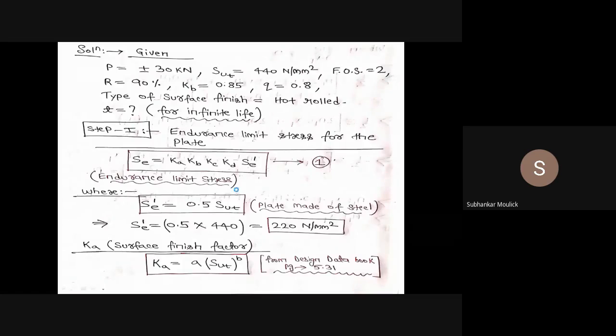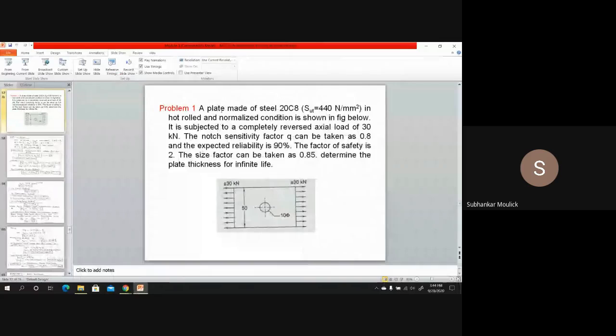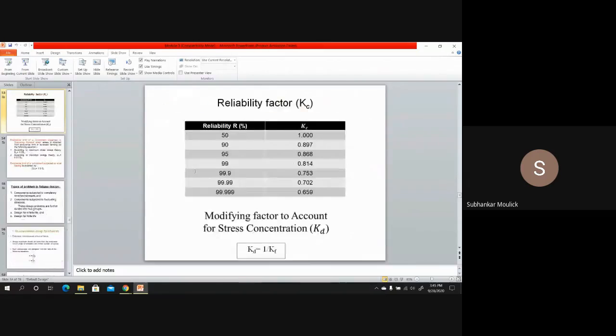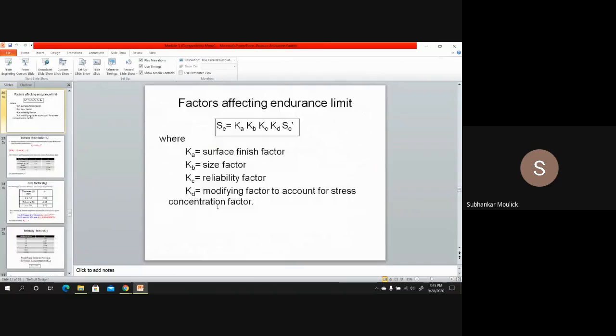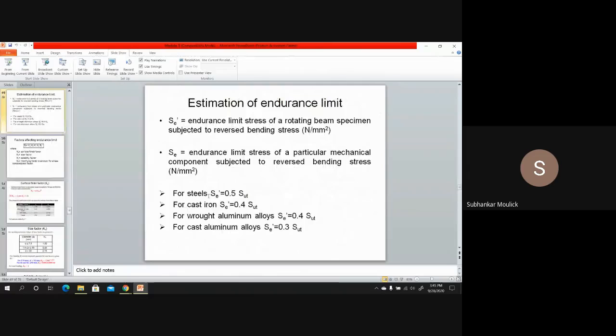How can we find out the value of Se dash? See, for that you check, it is written a plate made of steel. That means this component is made of steel. And if this component is made of steel, then from design data book, I know that for steel, Se dash is 0.5 times of SUT. So I will use this first expression to get the value of Se dash. Is it clear? Yes, sir.